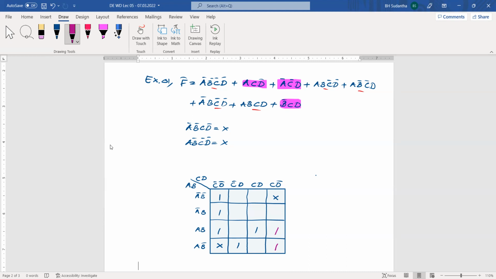It's an area. Okay. Then this next one, A bar, C bar, D. A bar is these two rows. C bar, D, this one. And third one, B bar, C, D. B bar means these two, and CD means this one. These ones. Okay, that is a map. Then how can we minimize this?